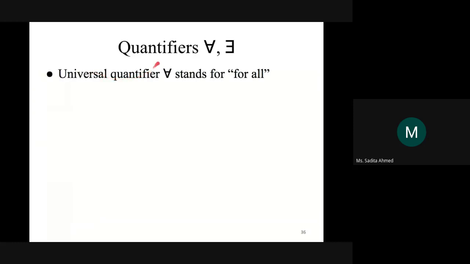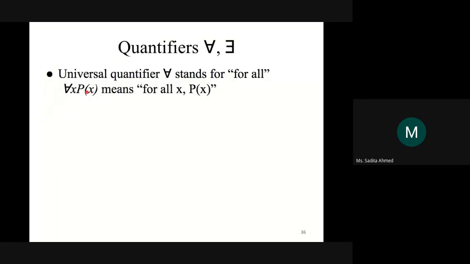The symbol for that is this vertically inverted A. This is the symbol for the universal quantifier, and the way we read it is "for all". When we have something like this, we read it as "for all x, P(x)".